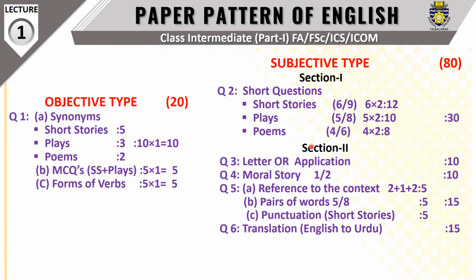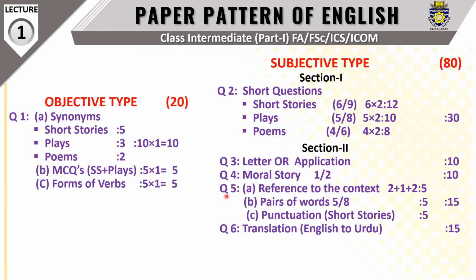Now section 2. Question number 3, letter or application. There will be a choice between letter and application. I would advise you to go for letter. You can get more marks in letter. In this way, 10 marks are given to letter or application. Number 4, moral story. There are 2 moral stories and you are to write on one topic only. 10 marks are given to moral story.